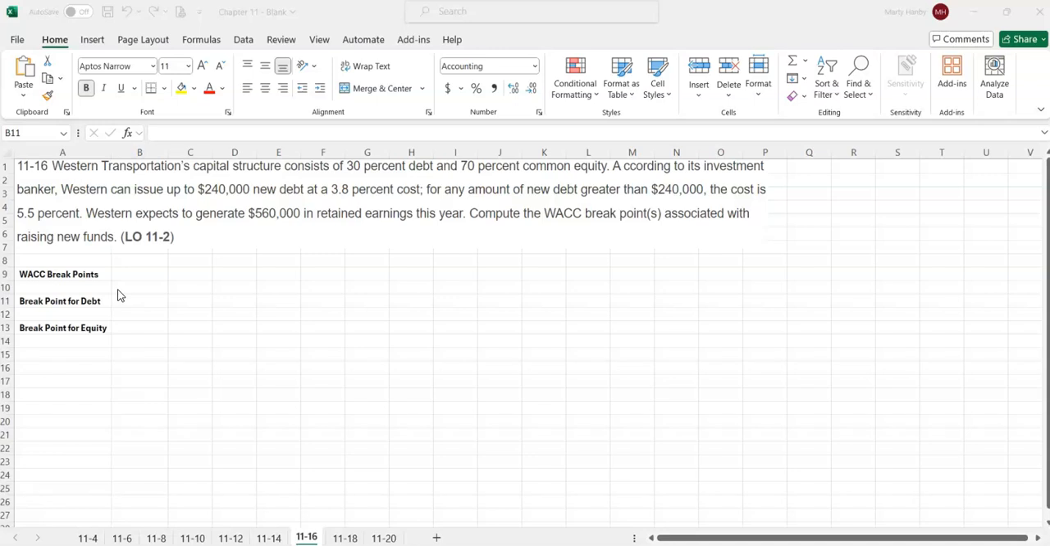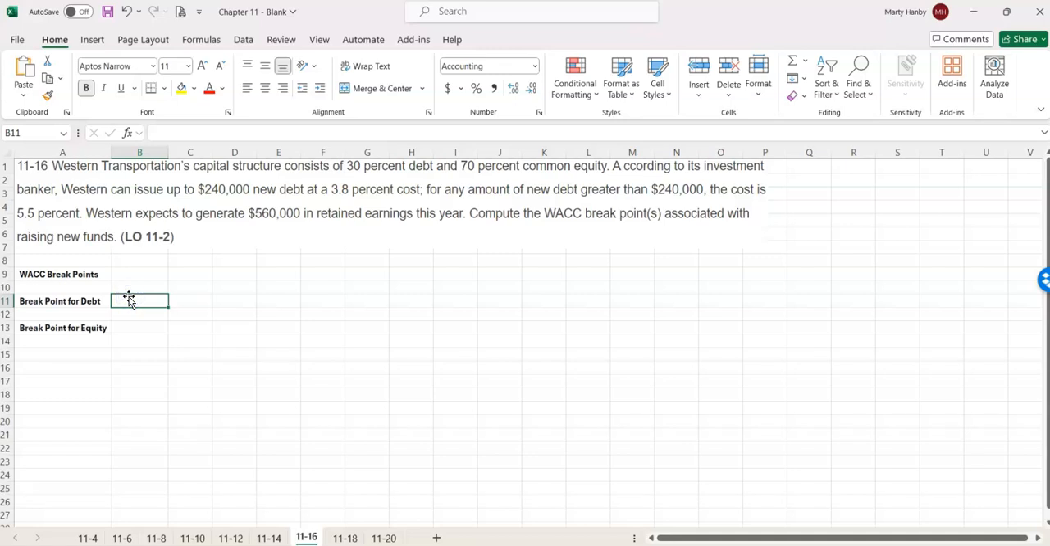So this is problem 16 from chapter 11 of CFIN7. In this problem, we're going to calculate weighted average costs of capital breakpoints. To calculate those breakpoints, we're given an amount that the company can issue, and we divide that by the percentage in the capital structure. In this case, we're going to do it for both debt and equity.